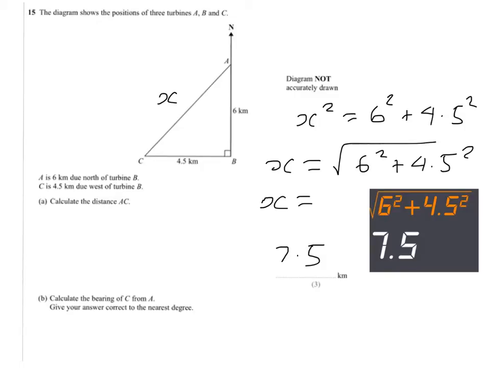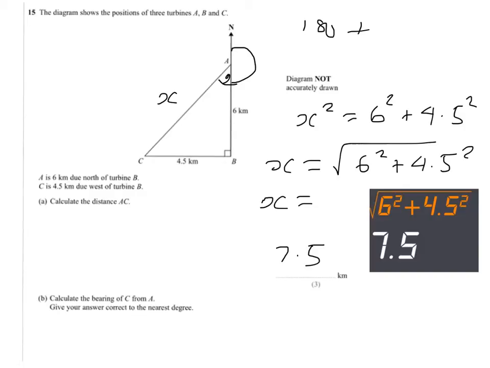So on to part B. Calculate the bearing of C from A. So we're going from A to C. So we've got to come round here, which is 180. So the first part is 180. And then the angle inside the triangle is the additional part to give us the bearing of C from A. So I'll call that angle y for the moment, and I'll use trigonometry to find it.